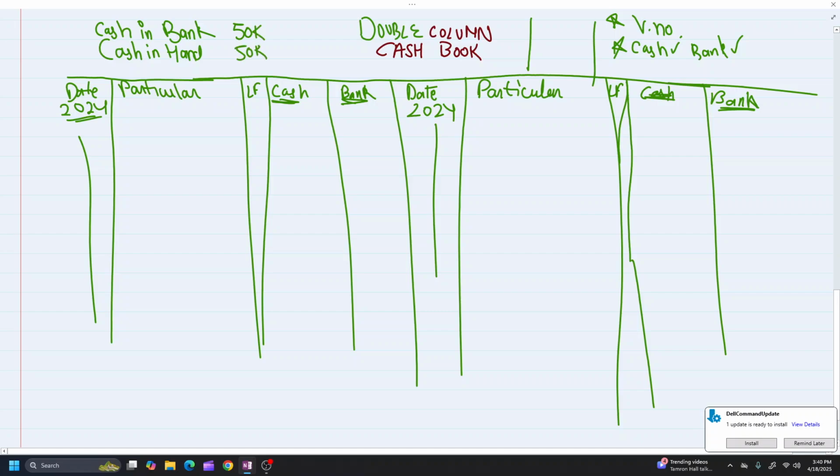Tell me which side will it go? Debit or credit? Pause the video and think. You have cash. It is yours. It's with you. It's your asset. Cash in hand, cash in bank. Both are with you. You're not paying it to anyone. It's with you only.